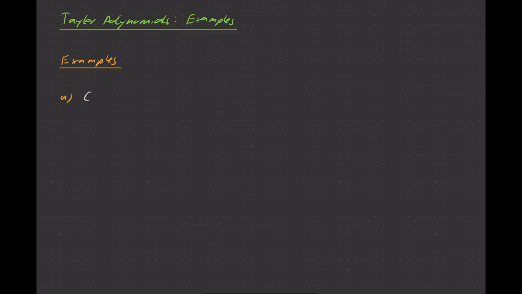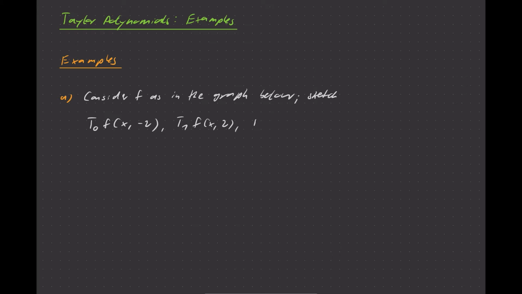Let's say we have a function f, given by a graph, and I'll sketch the graph below in just a second. The task will then be to sketch a few Taylor polynomials. Specifically, I'd like a Taylor polynomial of degree 0, anchored at the point -2. I want a Taylor polynomial of degree 1, anchored at the point 2. And I want one of degree 2, and I'll anchor that at 0.